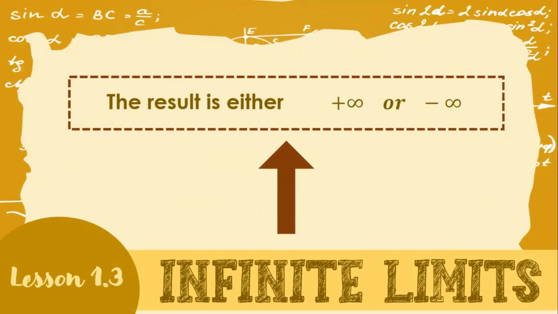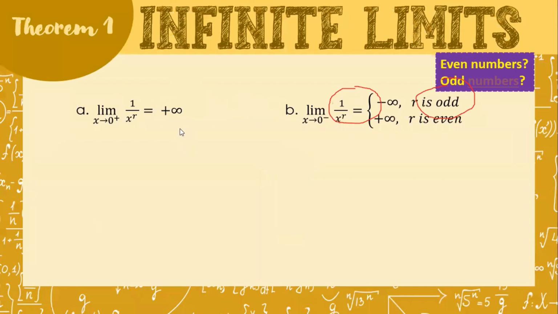Now, when we say infinite limits, the result is either a positive infinity or a negative infinity. Again, the result of the limit is either positive infinity or negative infinity. Now let's proceed to the different theorems. Let's start with the first theorem, which is this one.